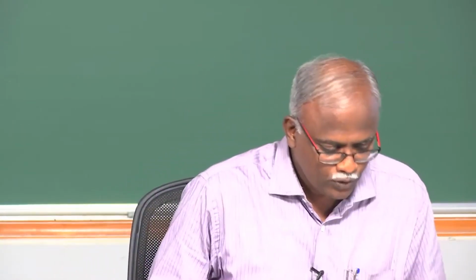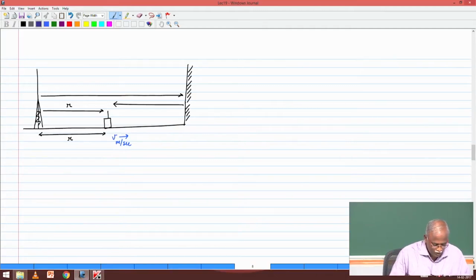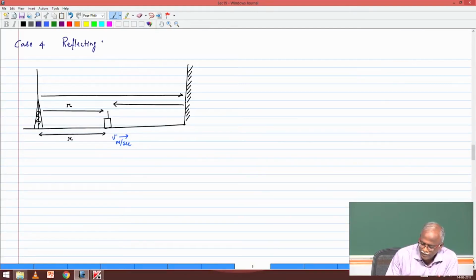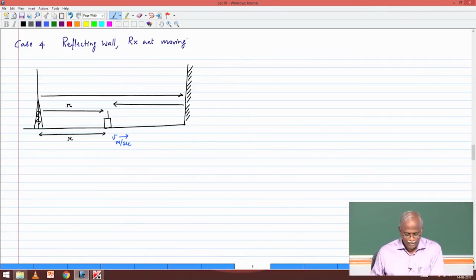So now we move to case 4, where we want to derive the case. Let me just write that down. Case 4 is we have the reflecting wall at a distance d, and the RX antenna is moving at the rate of v meters per second. So more or less you would have to combine cases 2 and 3 to write down the answer that we want for this particular case. Again, I would definitely encourage you to make sure that you write it down in full.